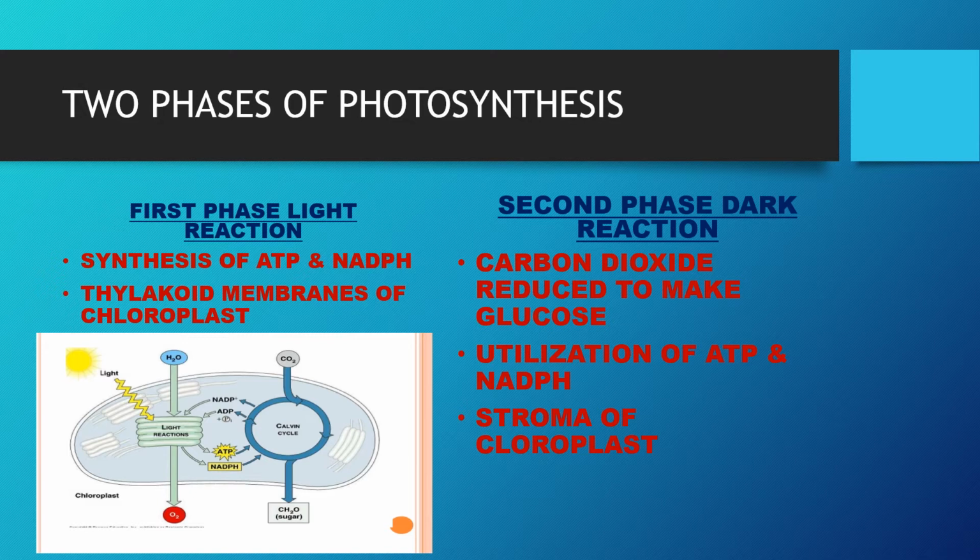While the second phase, which is known as dark reaction, here carbon dioxide is reduced to make glucose. Here high energy molecules like ATP and NADPH are utilized for the formation of glucose molecule, and dark reaction takes place in the stroma of chloroplasts. The name dark reaction is given because they do not use light directly. So that's why they are known as dark reactions.